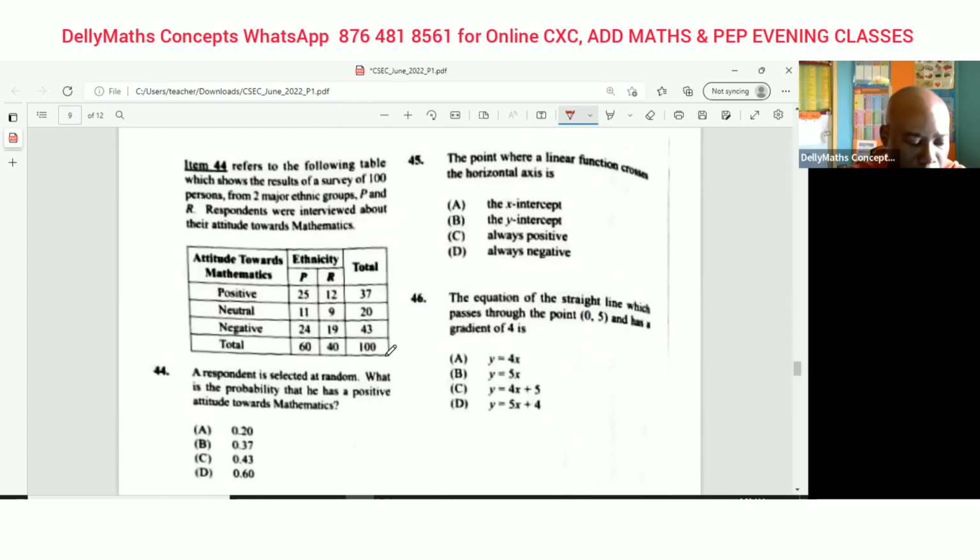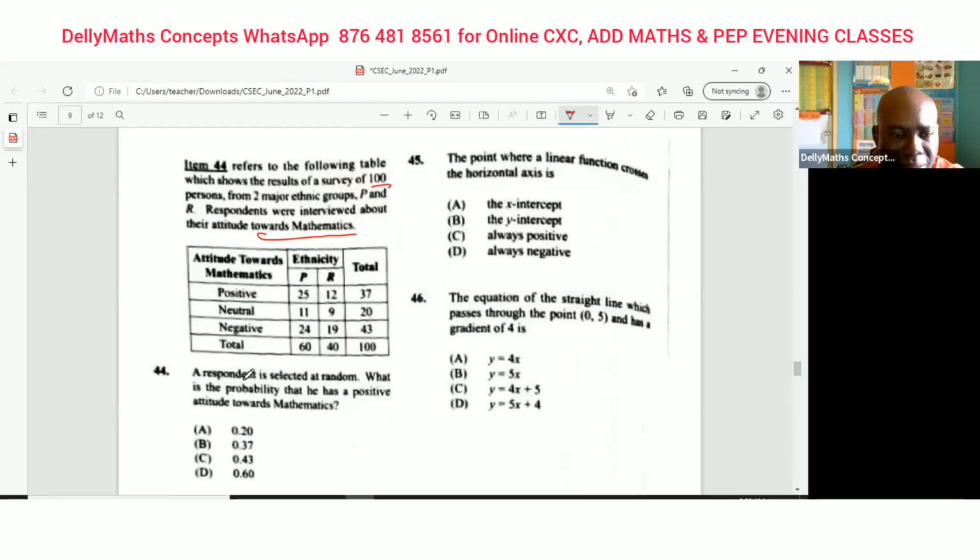All right, so 44 refers to the following table. This is the following table of results of 100 persons that were surveyed from major ethnic groups. Respondents are interviewed about their attitude towards mathematics, that's what's going on here. And we have P, and we have R, and we have the total.